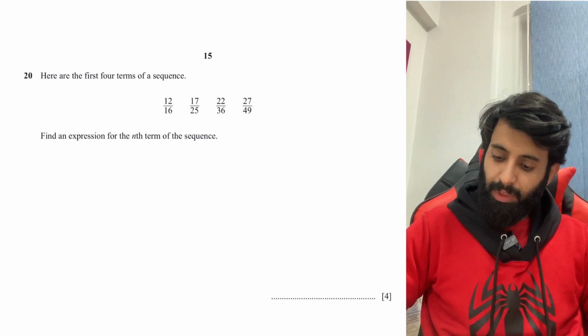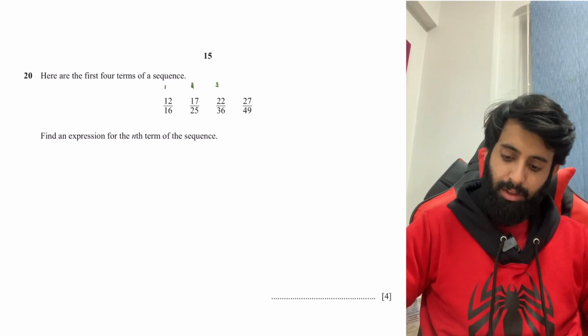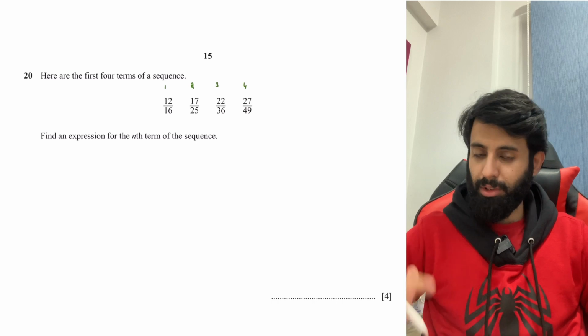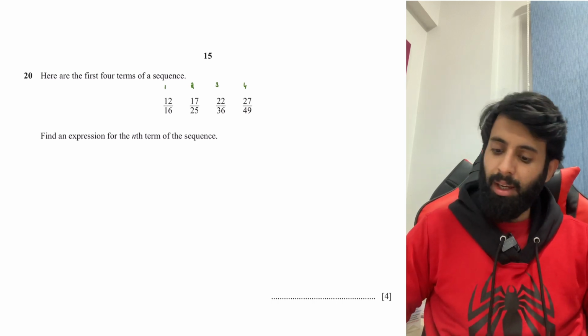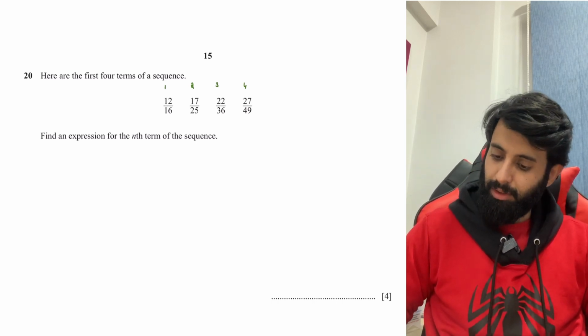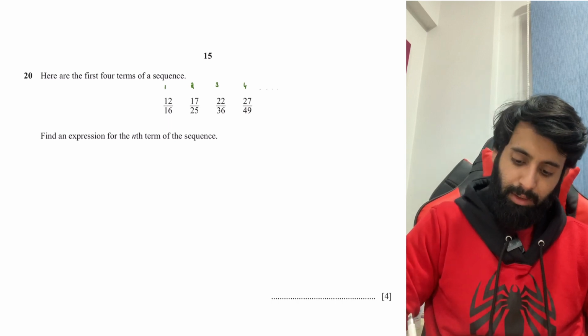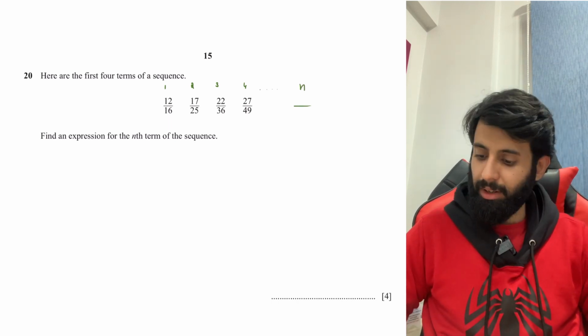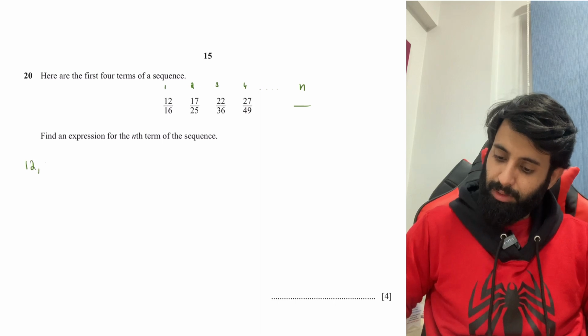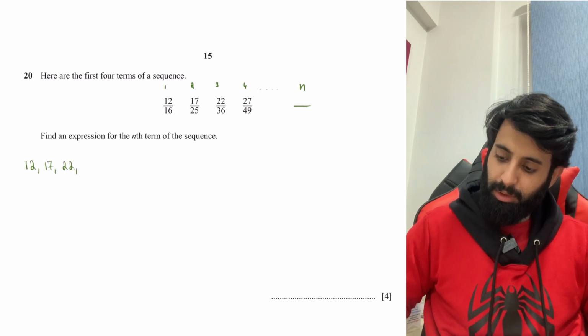Let's see. So here's the first term, here's the second term, here's the third term, here's the fourth term. What I'm going to do is focus on the numerators for now, and we'll talk about the denominators later. What we're trying to find is the nth term for the numerator and the denominator. So 12, 17, 22 and 27.